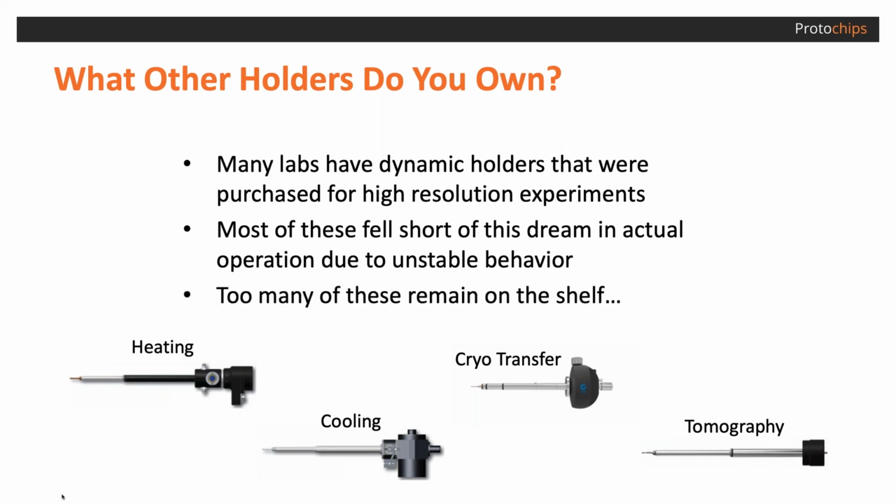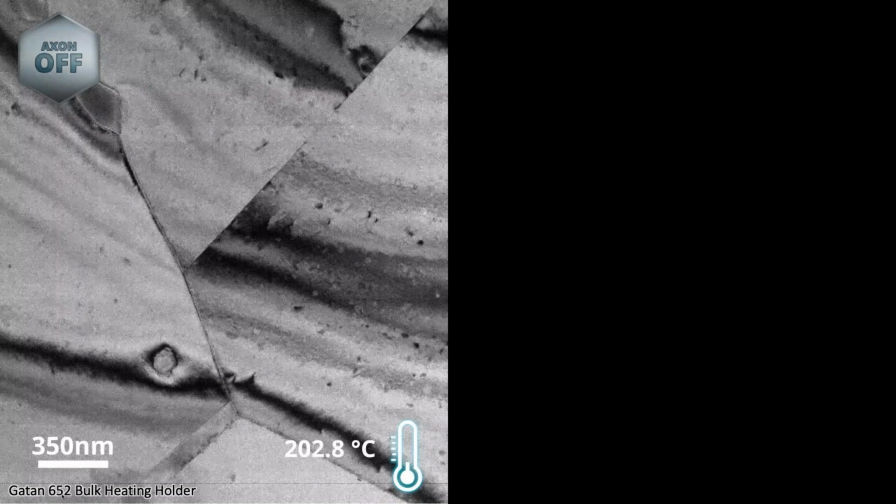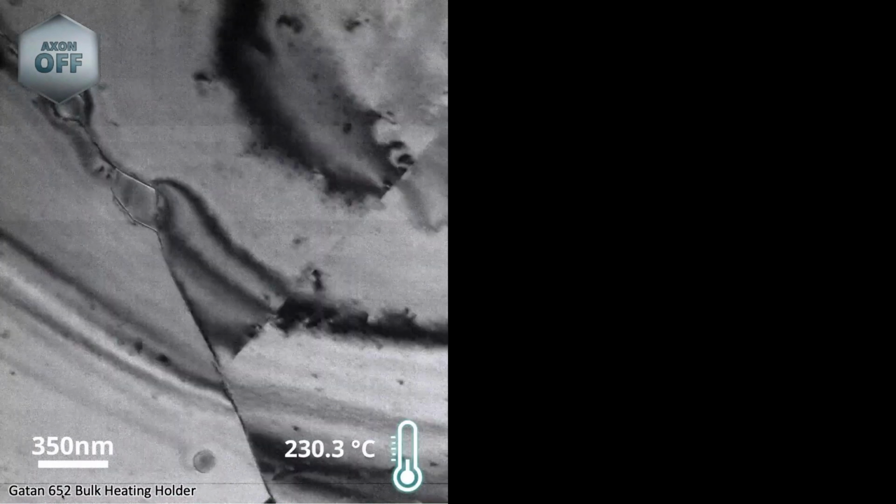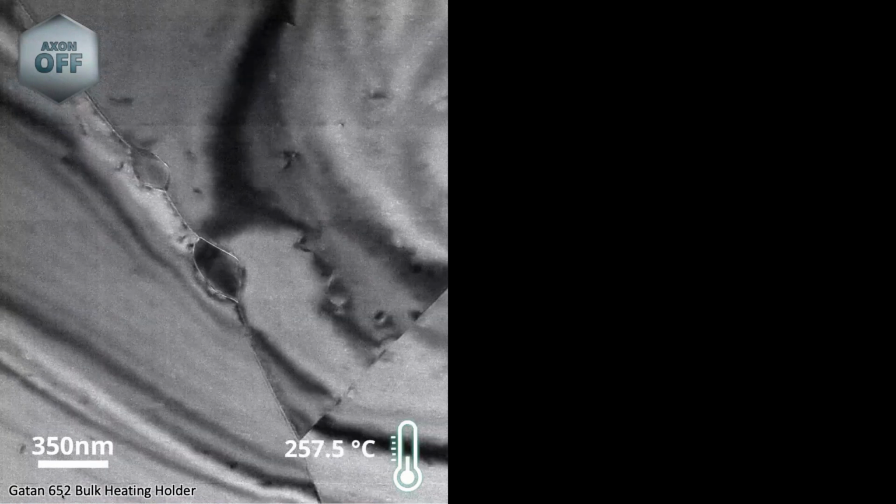And in fact, some of them just get put back up on the shelf and they don't get much use or no use for a long time. And that's terrible, to have made an investment like that and not be getting the benefits of it. This is one of those holders on the left. It's a Gatan 652 tantalum bulk heating furnace.